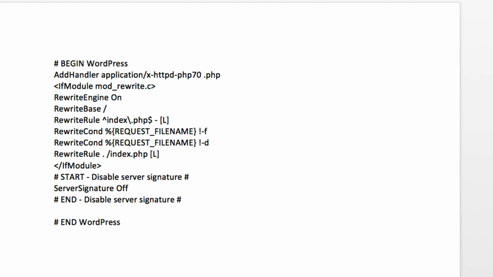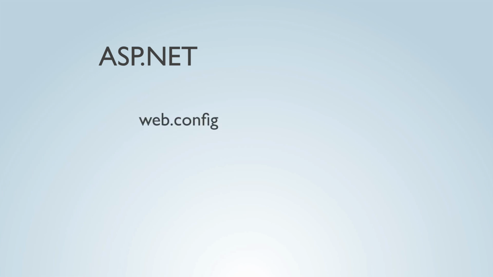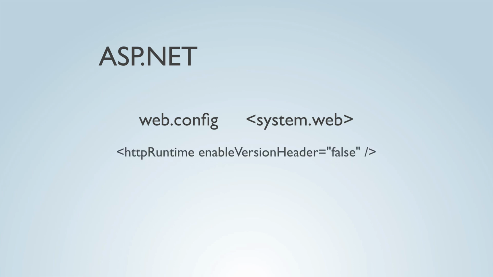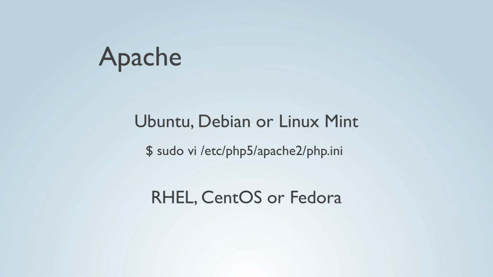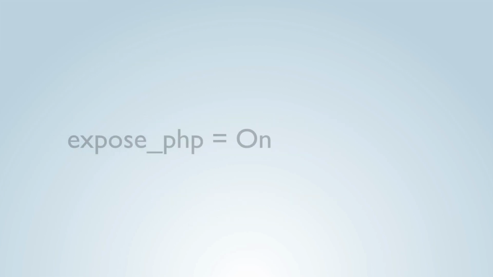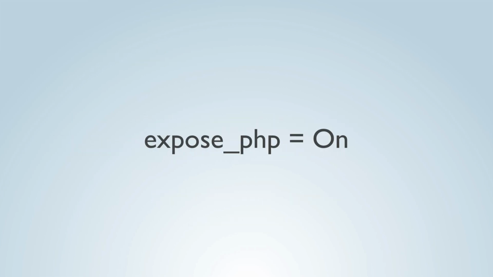If you want to disable your PHP version showing up, it's pretty much the same thing we just discussed. On ASP.NET, you'll want to edit your web config file, then find the system.web element, and add the following code. And if you're running Apache, you'll also need to find your config file. If you're on Ubuntu, Debian, or Linux Mint, you can find your config file here. Or if you're on RHEL, CentOS, or Fedora, that config file can be found here. Once you're in your config file, you're going to want to hunt down the line expose_php = On and simply change it to Off. And there you go. Dust off your hands, you're all set.